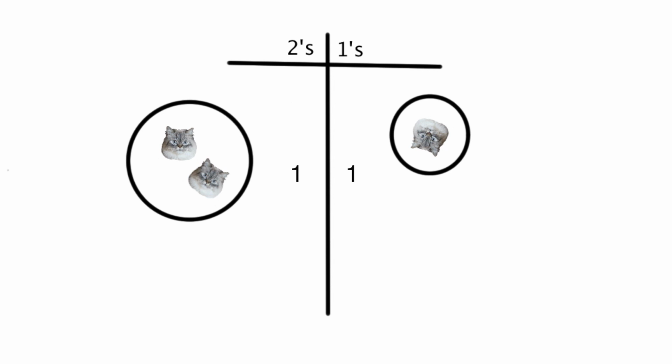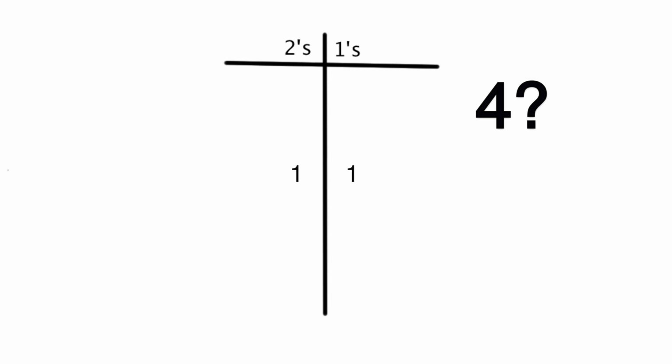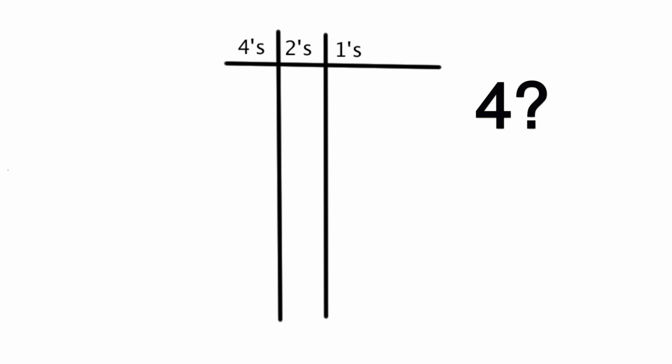How do we write 4 in binary? Well, as you can see, we already have a 1 in both the left and the right columns, so 3 was the maximum number that we could write with 2 columns in binary. We need to add another column to the left in order to write the number after 3. And what do we write at the top of this column? We write 4s. So now we have our extra column to the left.